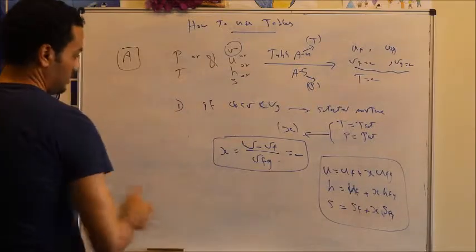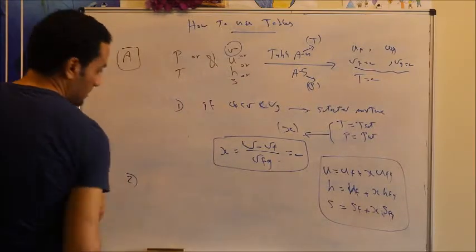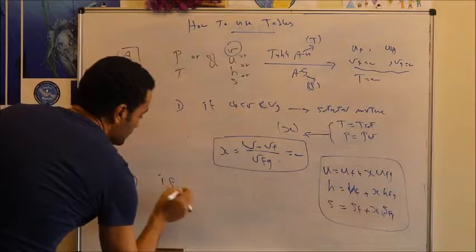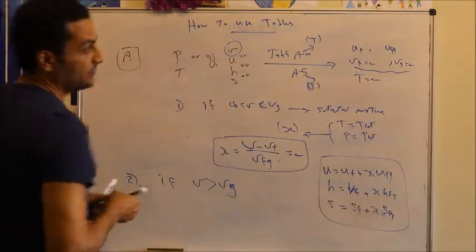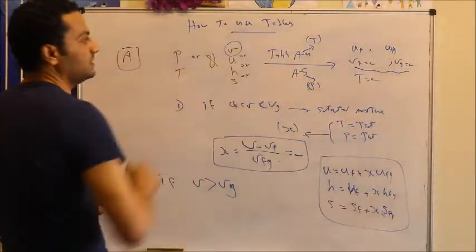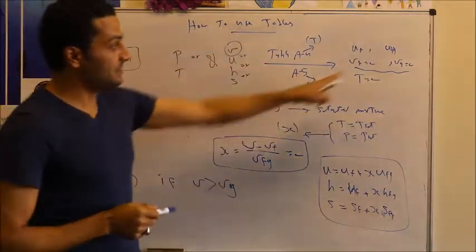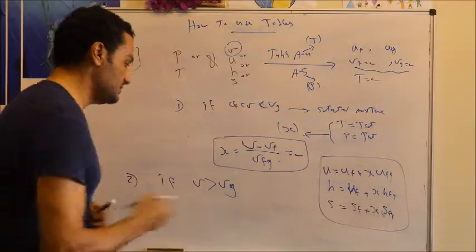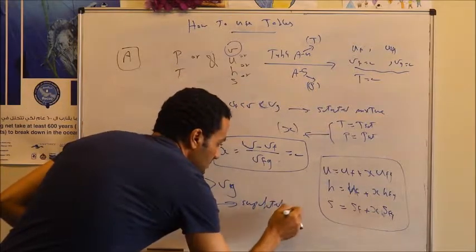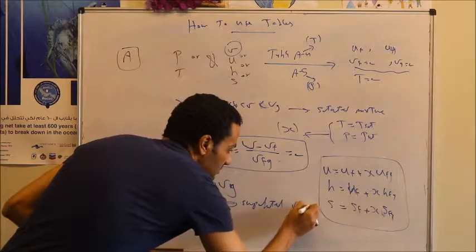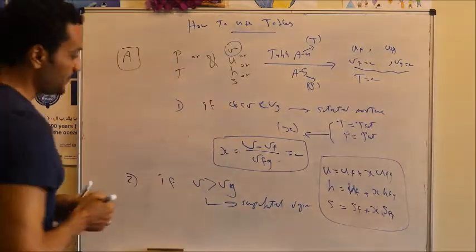Now, the second option, if we find the specific volume is greater than v_g. So from the table I got v_g and I'm given v. If you find the given volume is greater than v_g, so the state of the substance in this case is superheated, we do have superheated vapor. This is the state of the substance.